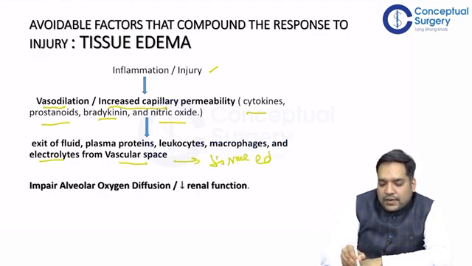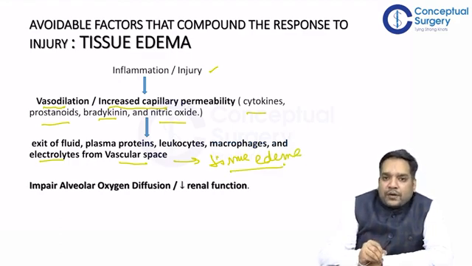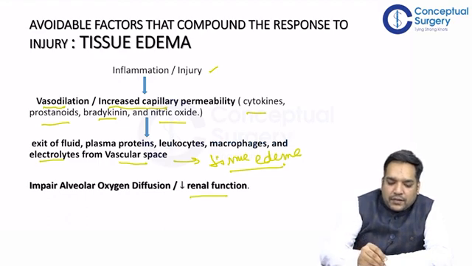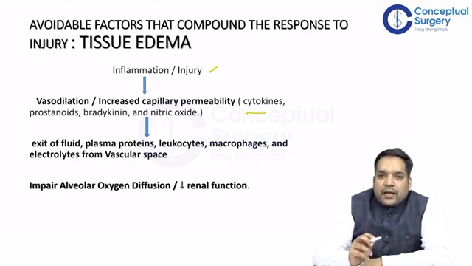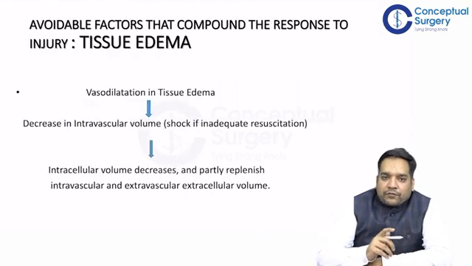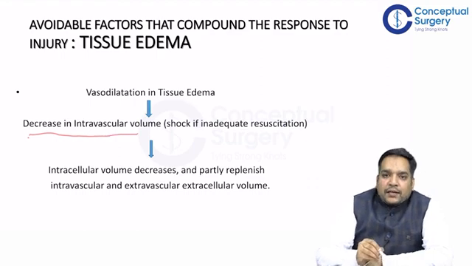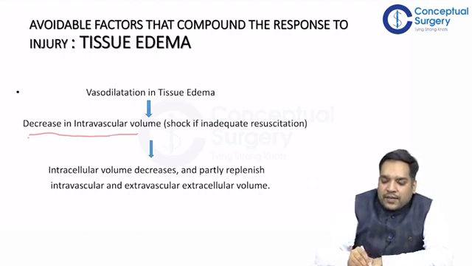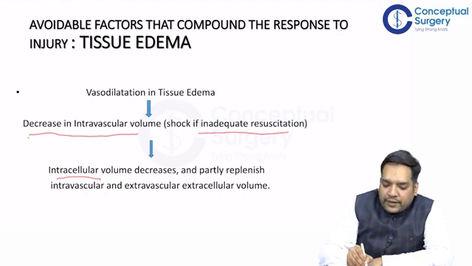This extravasation leads to tissue edema, and this leads to impaired alveolar oxygen diffusion and decreased renal function, right? So this is the mechanism of tissue edema in case of inflammation and injury. It is seen that vasodilation in tissue edema leads to a decrease in the intravascular volume, and this can lead to shock if there is inadequate resuscitation. To compensate for that, intracellular volume decreases so that it can partially replenish the intravascular and extracellular volume.